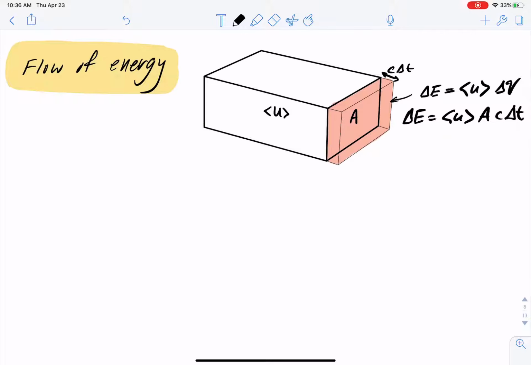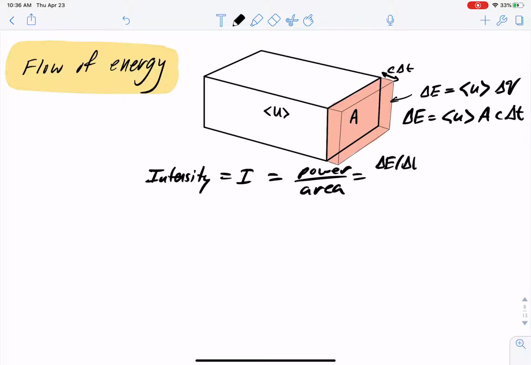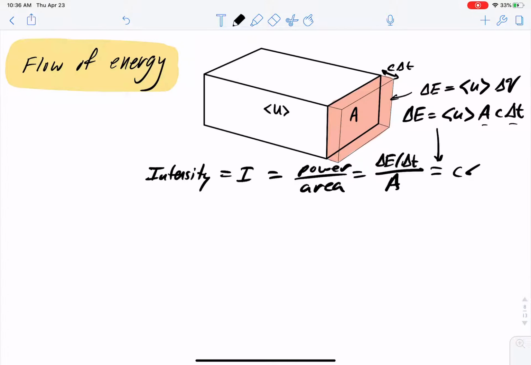So that allows us to write out what we call the intensity. We use the symbol I, but it's defined to be the power divided by the area. So power is energy per time. That's the energy per time going through that surface A, divided by the area. And if you look at what we get when we do that, divide both sides by A delta t, we just get the speed of light times the energy density.